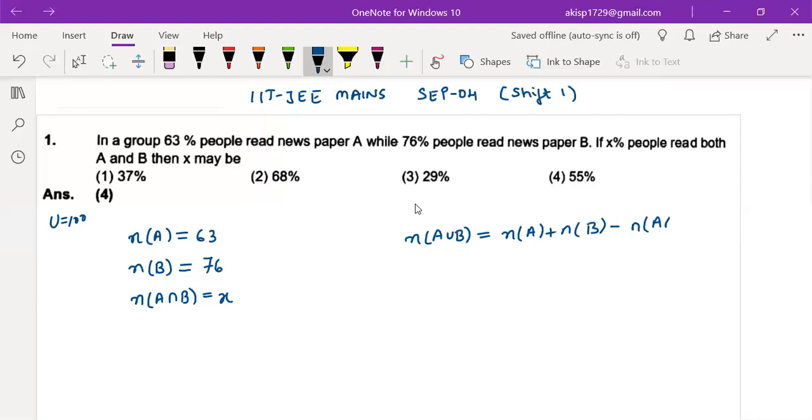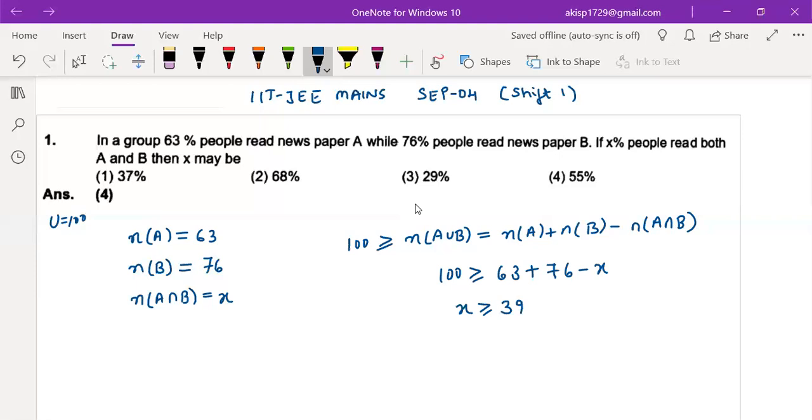But we know that n of A union B is at most equal to the universal set, so this number will be less than or equal to 100 in all cases. So we have 100 is greater than or equal to n of A, which is 63, plus n of B, which is 76, minus n of A intersection B, which is X. So this implies that X is more than or equal to 39.